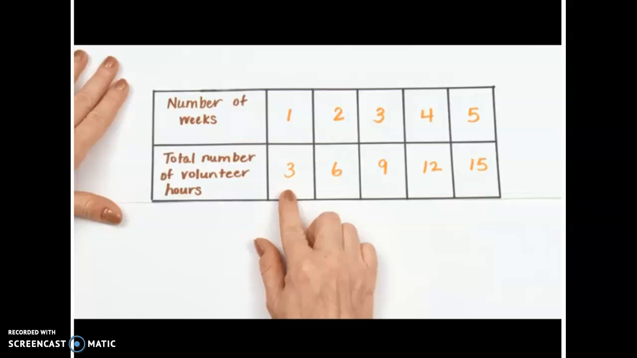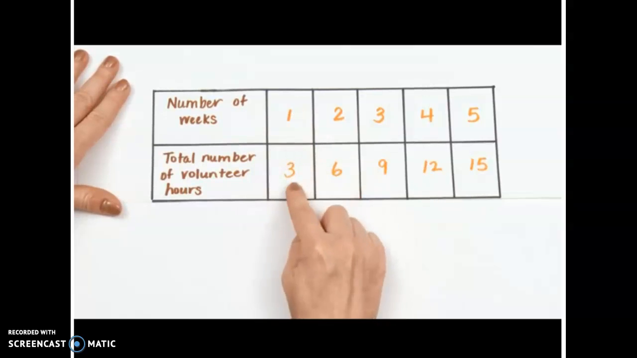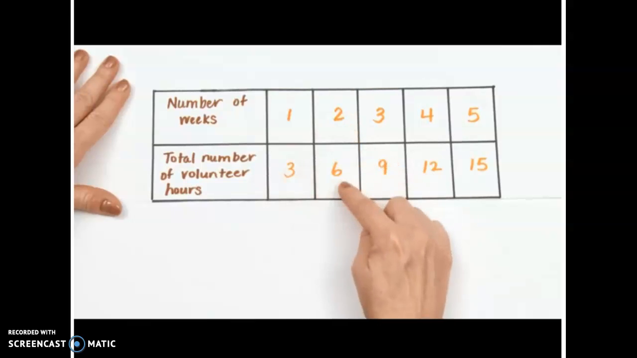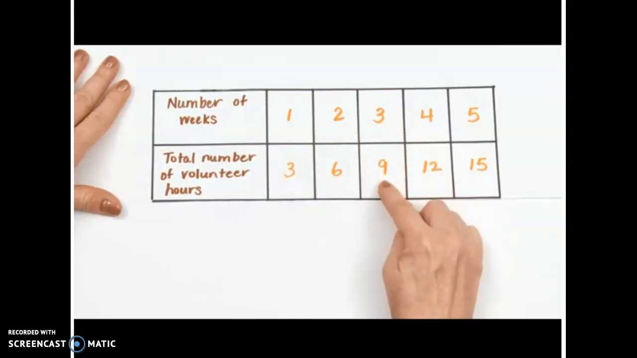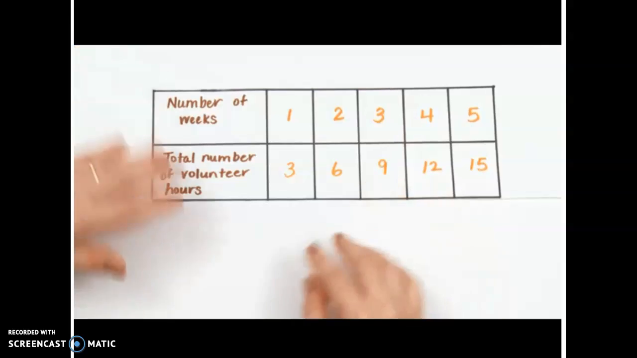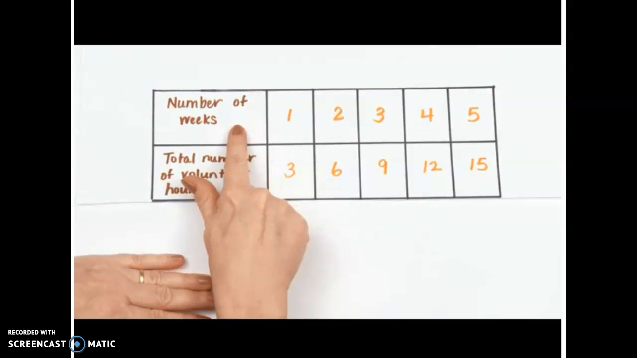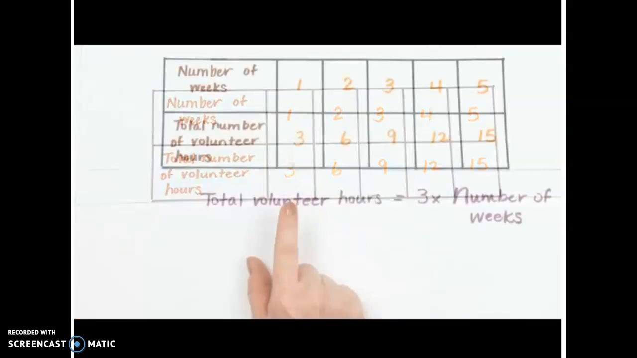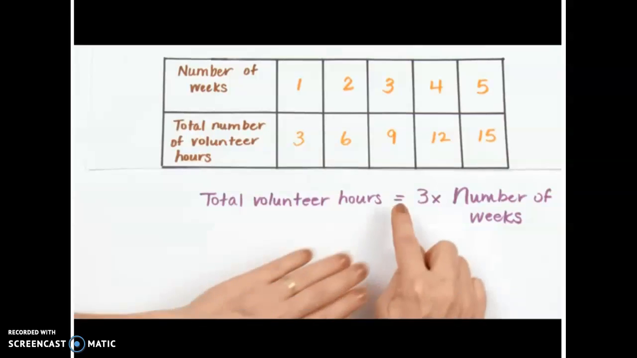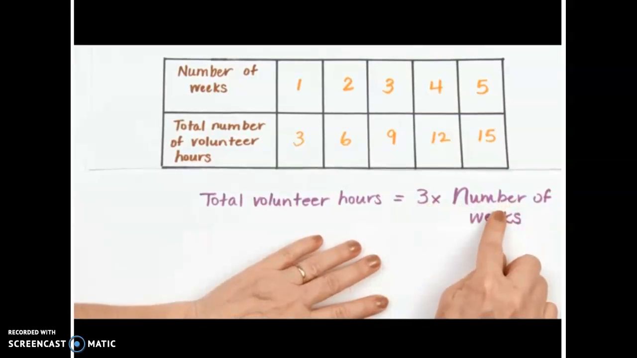The pattern in this table shows a relationship. 1 times 3 is 3, 2 times 3 is 6, 3 times 3 is 9, and so on. Aiden's total number of volunteer hours is related to the number of weeks that he has volunteered. Aiden's total volunteer hours is 3 times the number of weeks that he has volunteered.